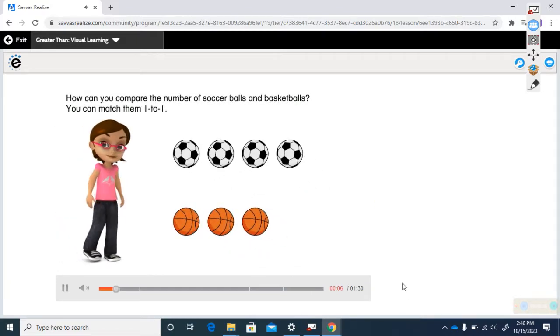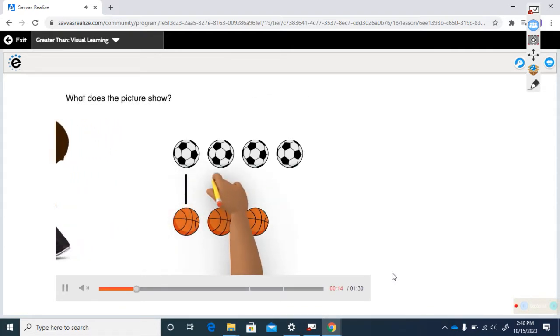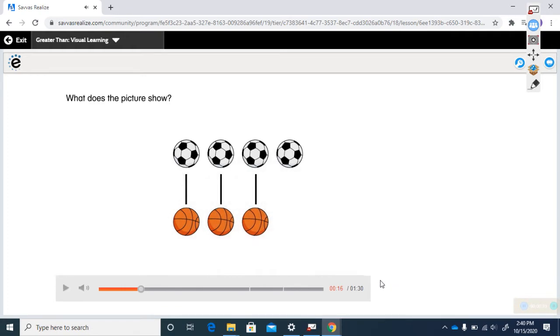How can you compare the number of soccer balls and basketballs? You can match them 1 to 1. What does the picture show? What do you think the picture shows? I see a line from this soccer ball to this basketball. I see one from this soccer ball to this basketball. And I see one from this soccer ball to this basketball.